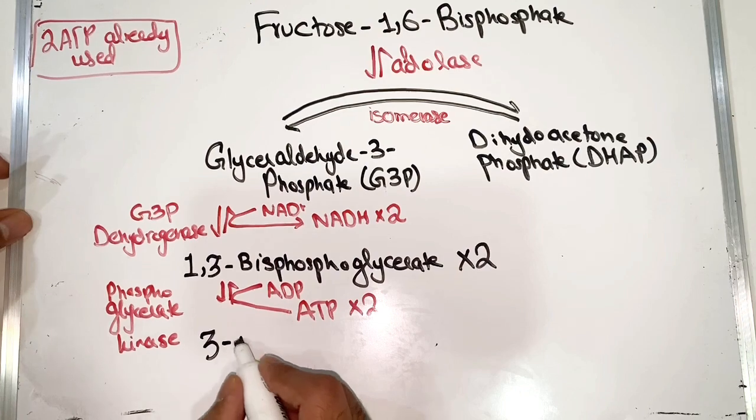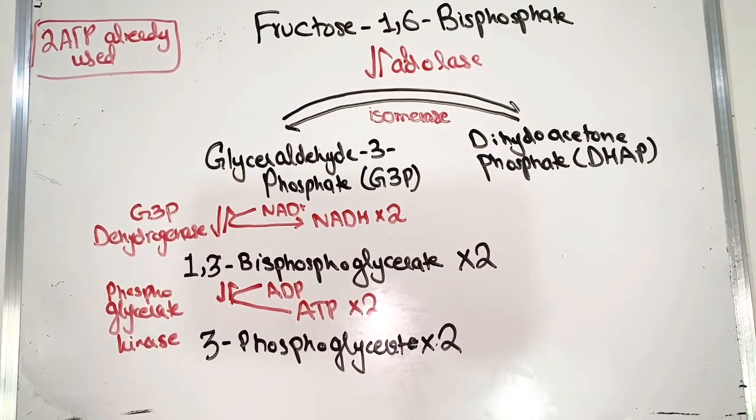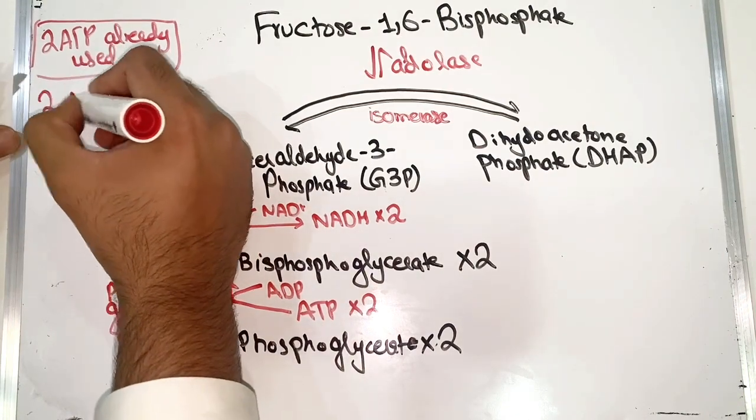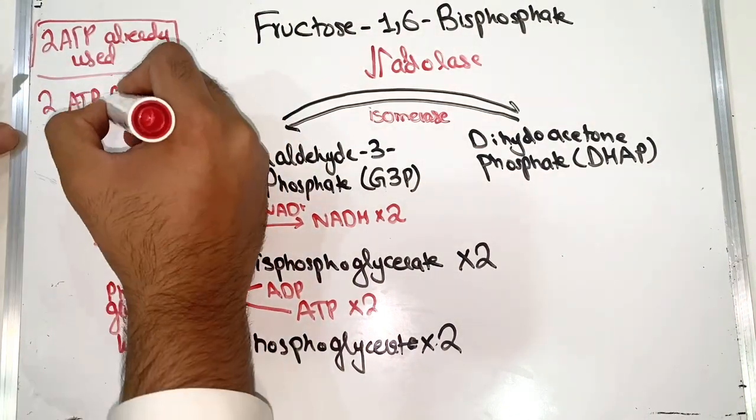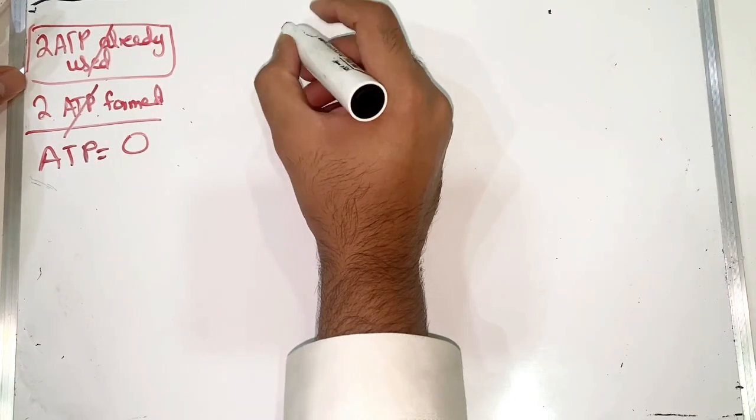Now as you can see, we have used 2 ATP already before. Now by adding 2 ATPs, the count will be 0. We have gained 2 but we have lost 2. Now let's see what happens next.